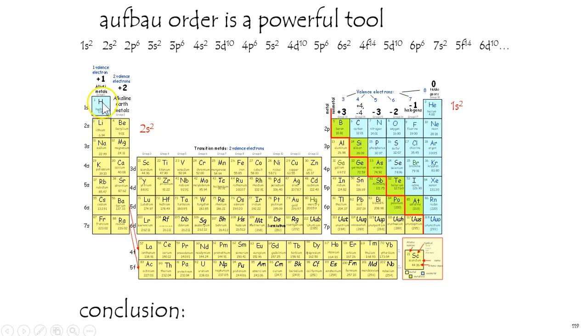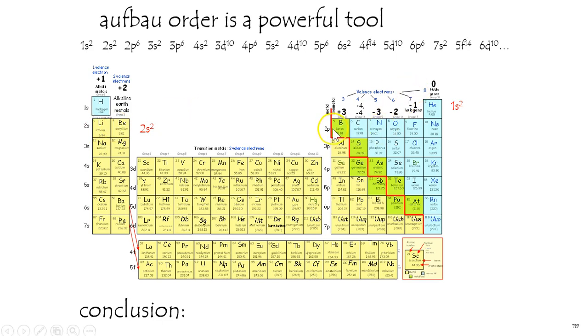We have the 1s subshell here, and this entire group here would be the S block. This region is the P block, this is the D block, and this is the F block. But let's just read it like a book. 1s2, fine. 2s2, that's the electron configuration out to beryllium.